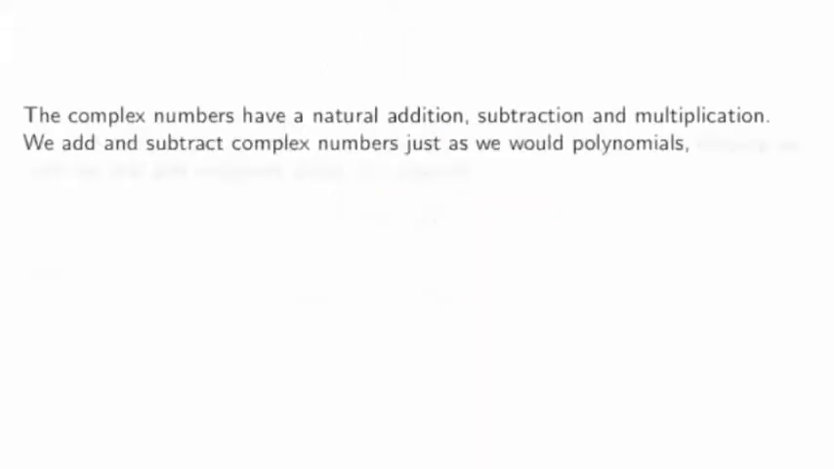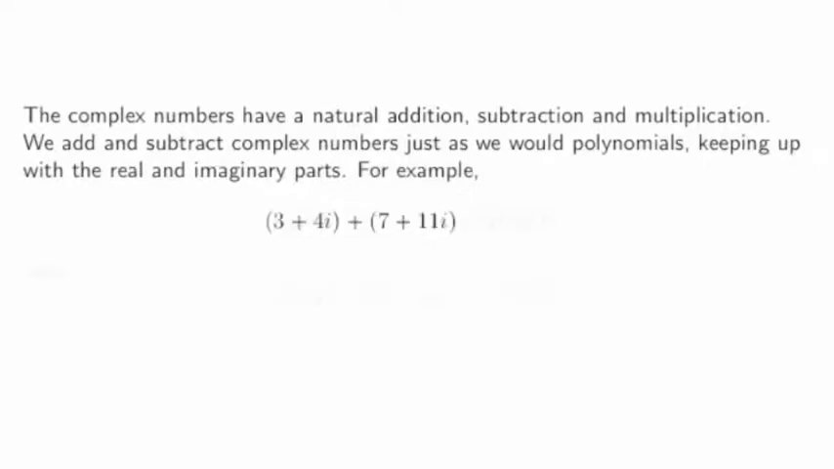The complex numbers have a natural addition, subtraction, and multiplication. We add and subtract complex numbers just like we would polynomials, keeping up with the real and imaginary parts. For example, if we add 3 plus 4i to 7 plus 11i, we simply collect like terms and get 10 plus 15i. And if we subtract, again, we collect like terms. 3 minus 7 is minus 4. 4i minus 11i is minus 7i.